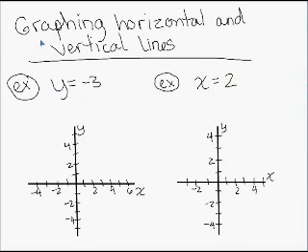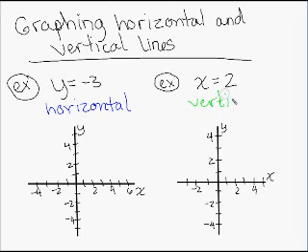The last thing is graphing horizontal and vertical lines. These are special because these only have x or y and not both. Now, a horizontal line is y equals something, and it doesn't have an x. A vertical line has only x, it doesn't have a y. Now you might say, wait a minute, that doesn't make sense. Look right here at the graph. The x-axis is horizontal, not vertical. The y-axis is vertical, not horizontal. So how does this work?